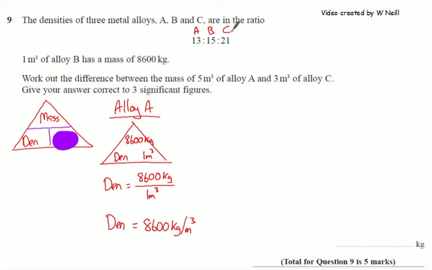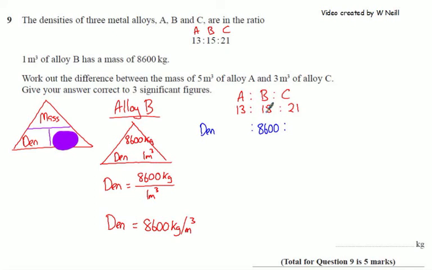Now I'm just going to change this. That wasn't alloy A, that was alloy B. That's going to be important. So alloy B is 8,600. Now I'm going to put A, B and C there. I'm going to put 13, 15 and 21. And the 8,600 kilograms, or the density I should say, is 8,600, which is 15 parts.